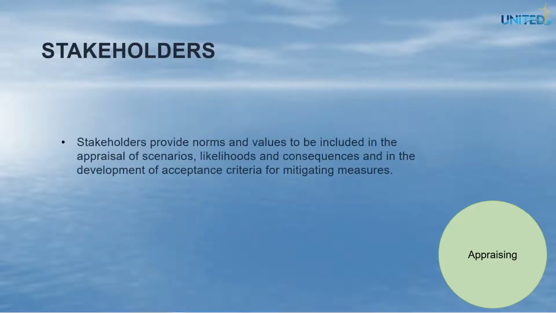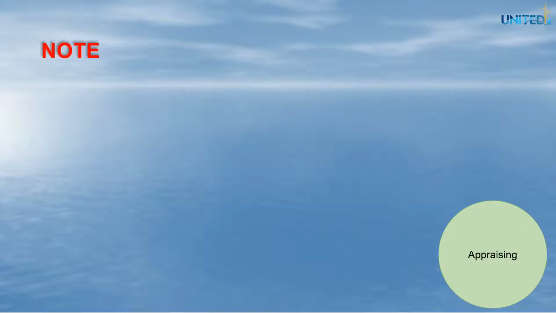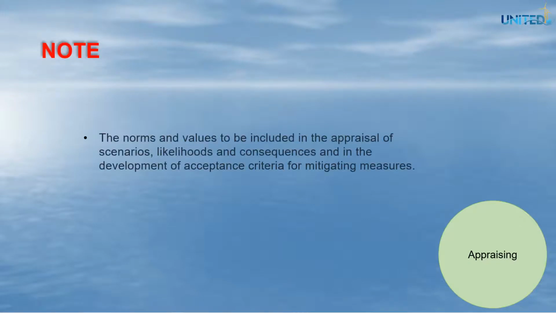The role of the stakeholders is to provide norms and values to be included in the appraisal of scenarios, likelihoods and consequences, and in the development of acceptance criteria for mitigating measures. And a small note. The norms and values we develop in this step will be the same as we will use for the evaluation of the risk management plan later on in the process.